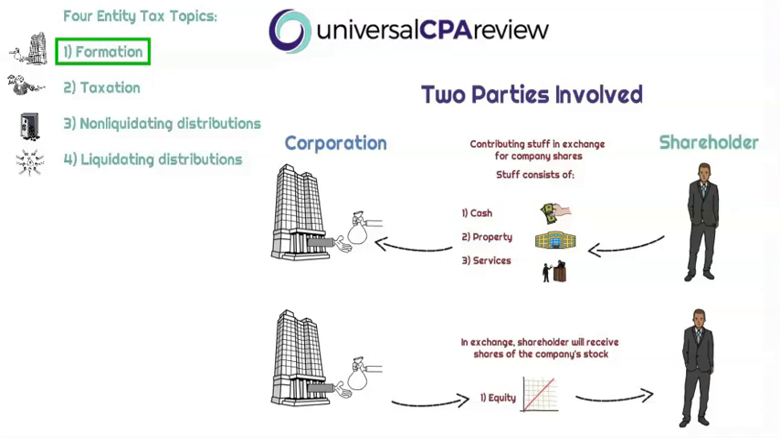What is this stuff? This could be cash, it could be property, or it could be services in exchange for equity, okay? So quick exam trick, property is ultimately going to be what we are primarily focused on throughout all of our formation scenarios. We're going to focus on the other two items as well, but property is going to be primarily where they want you to focus your attention. Okay, so that is conceptually what's happening here, right? Shareholders are contributing stuff in exchange for equity in the C Corp.